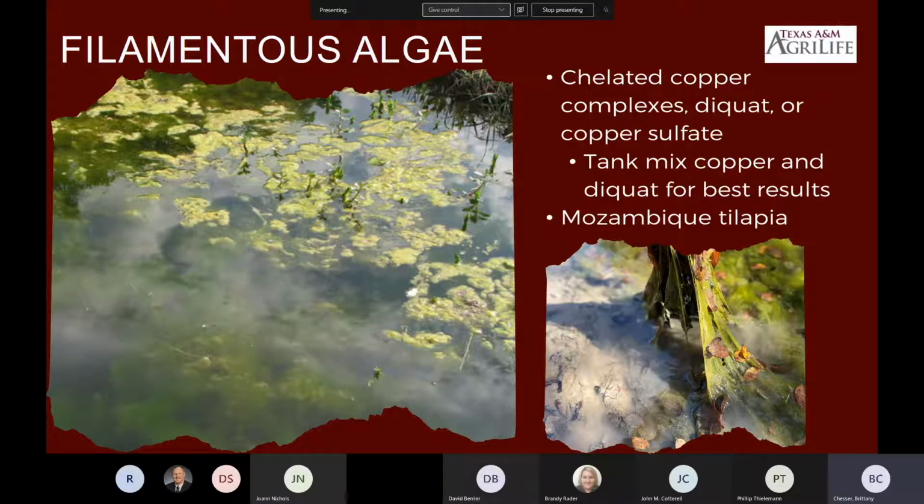And so again, the reason for this is copper will kill mostly all of your filamentous algae species, but there's certain species that it will not kill. And so diquat will kill those remaining species in that tank mix. And so again, like I mentioned previously, Mozambique tilapia can be added in as a form of biological control. They will keep up with some of the maintenance for filamentous algae, but don't expect them as a total control option.